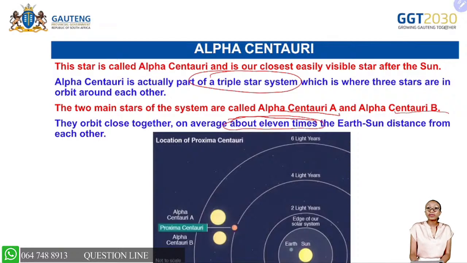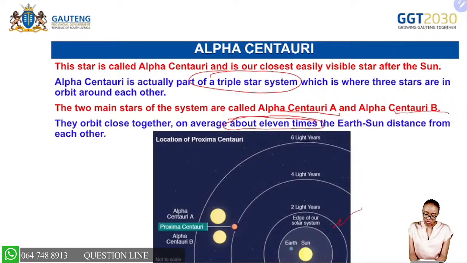Now I've brought up that picture again, and we need to see the position according to light years, how far these two are. So we said these bands represent light years. So this is 2 light years, 4 light years, and 6 light years. We said Proxima Centauri is just there on the line. What about Alpha A and Alpha B? Now, they're in between 4 and 6, but not so far. So it's approximately just over 4 light years.